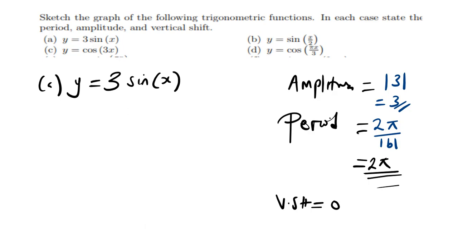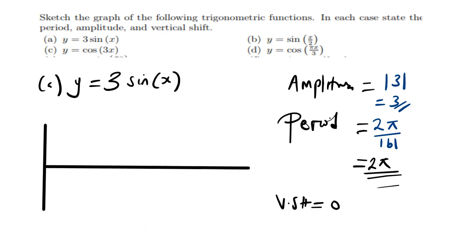So we have everything that we need to graph our function. So let's say this is our x-axis and this is our y-axis. What are we going to have? Our amplitude is 3, so the graph will be oscillating between 3 and negative 3. Now we've got 2 pi, the time it takes to complete a full revolution. A full revolution is 2 pi, or 360 degrees.